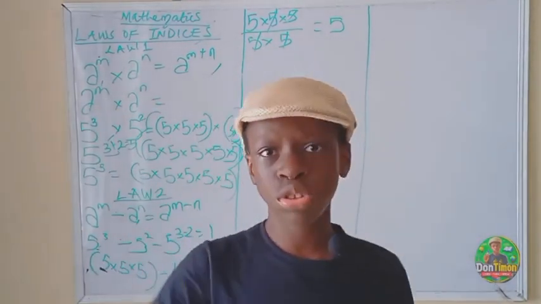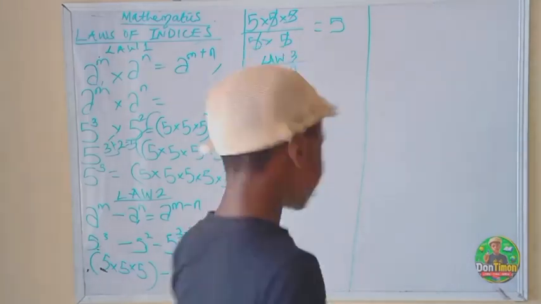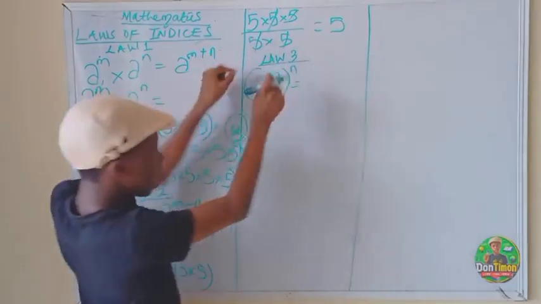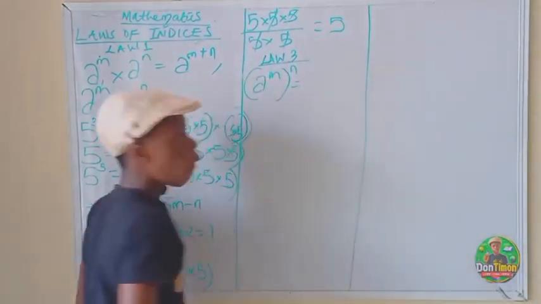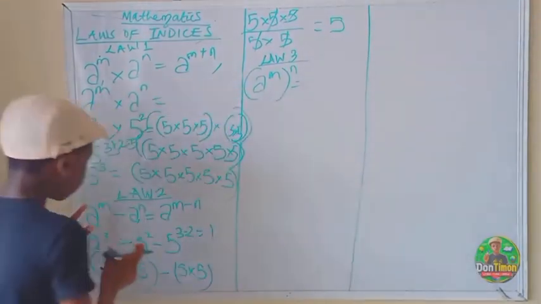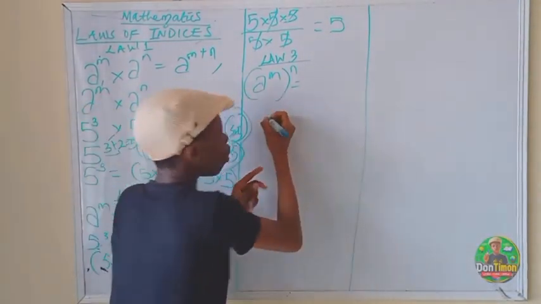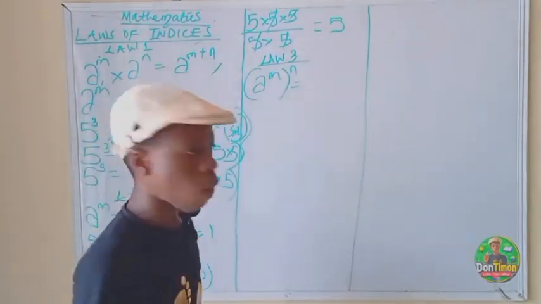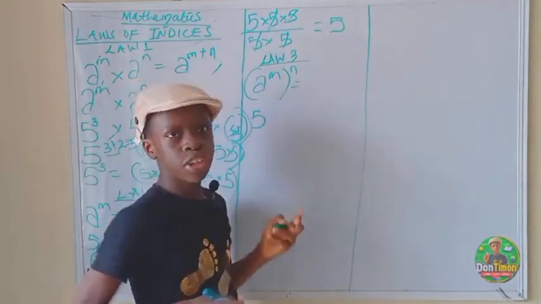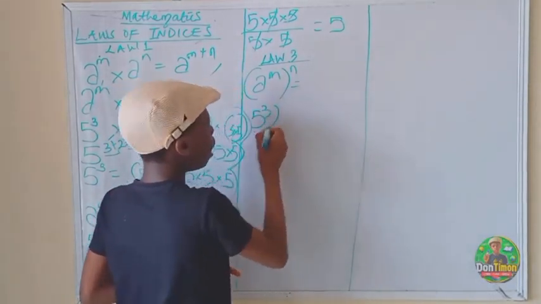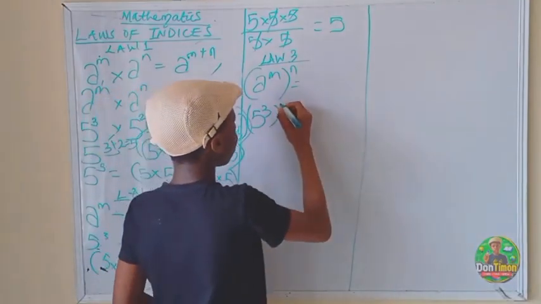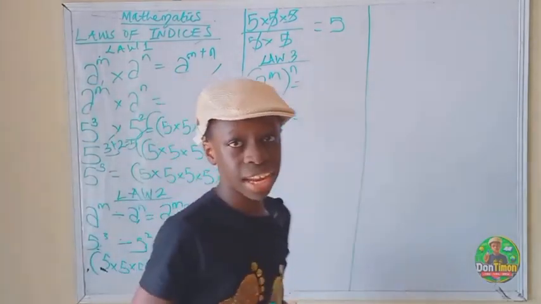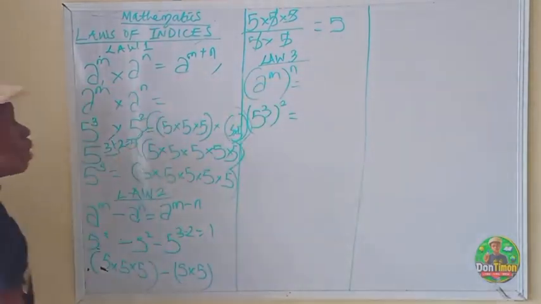Now, let's move over to law 3. It says here in law 3, a raised to the power of m, in brackets, raised to the power of n. And like we did here, we're going to write out an example to further explain this law. Let's do 5 raised to the power of 3, in brackets, raised to the power of 2. In maths, brackets are basically considered as times, so we can just do this method.